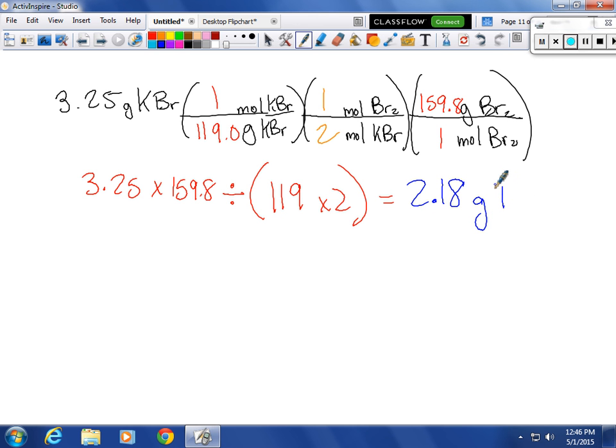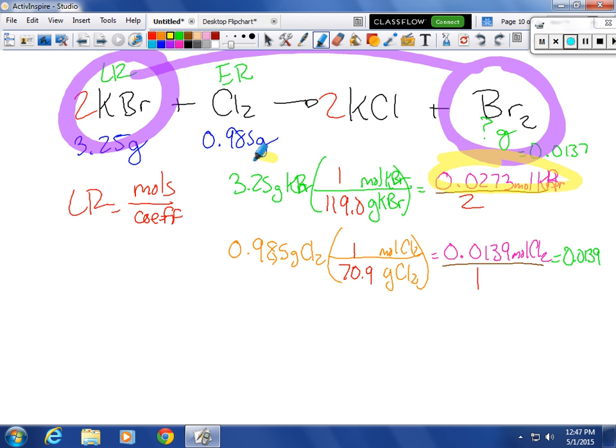2.18 grams of Br2. Now, Nick, did you start with moles? Okay. Let me show you this. Just focus on this step right here. Okay, Tanaya, focus on that step that's in yellow. When I go back to this screen, is that not exactly what I just did right here? So I could have used that moles right there.